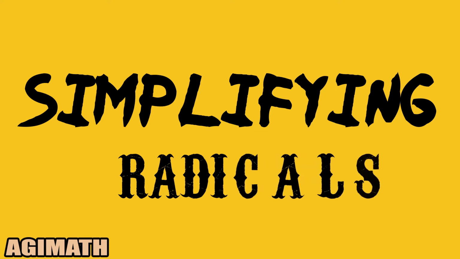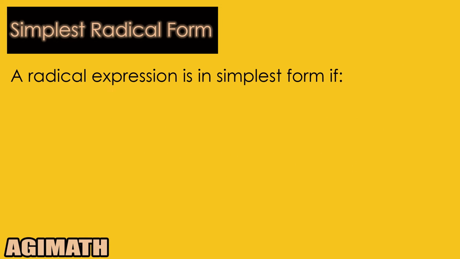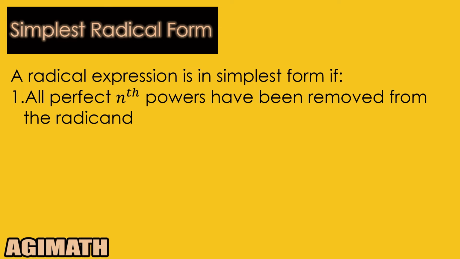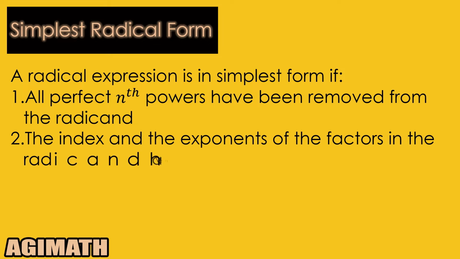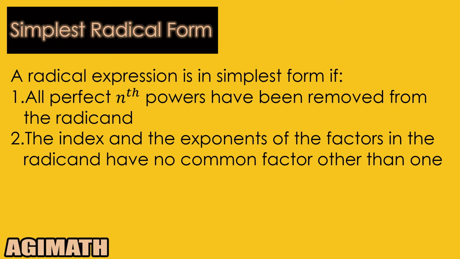Simplifying radicals. A radical expression is in simplest form if we can meet the following specifications. First, all perfect nth powers have been removed from the radicand. So meaning, inside a radical sign, there will be no perfect powers, and it will depend on what is our index. Second, the index and the exponents of the factors in the radicand have no common factor other than 1.